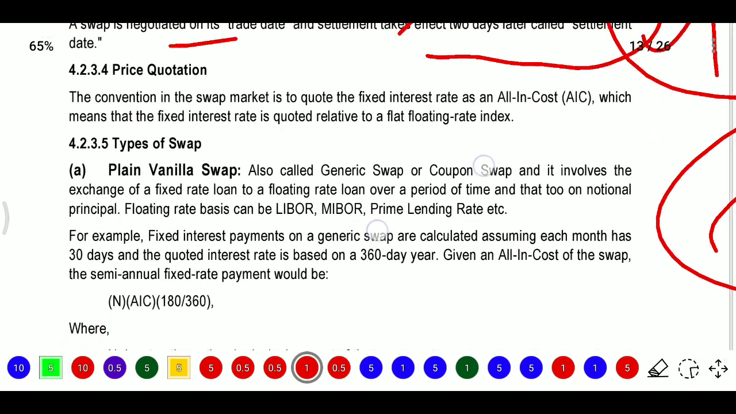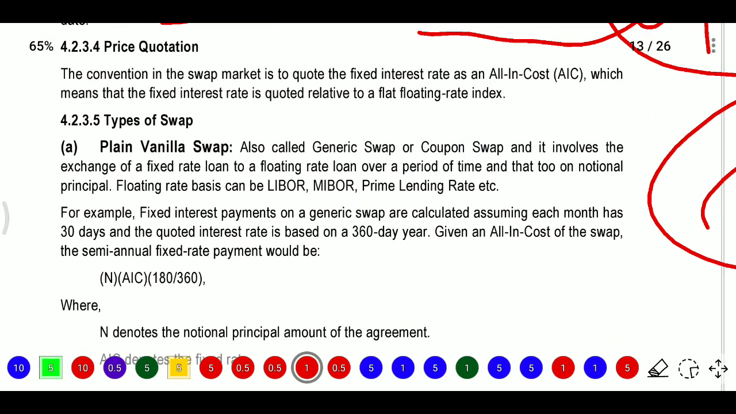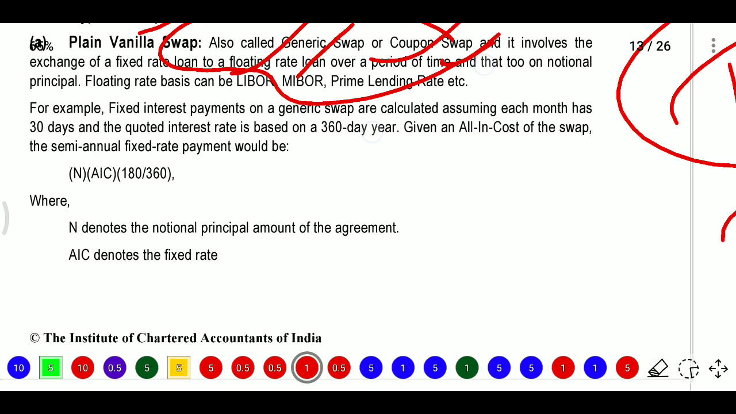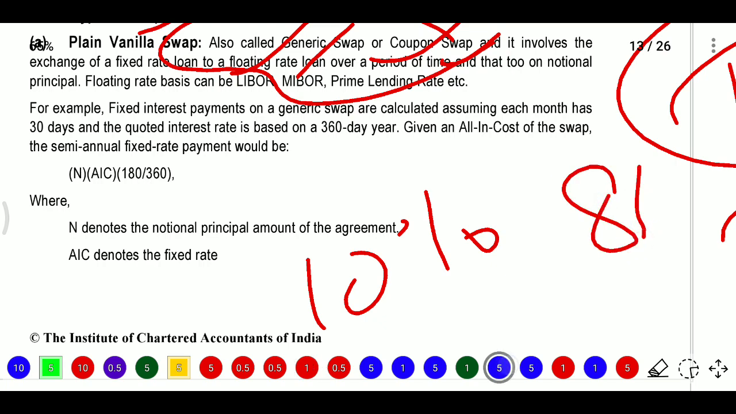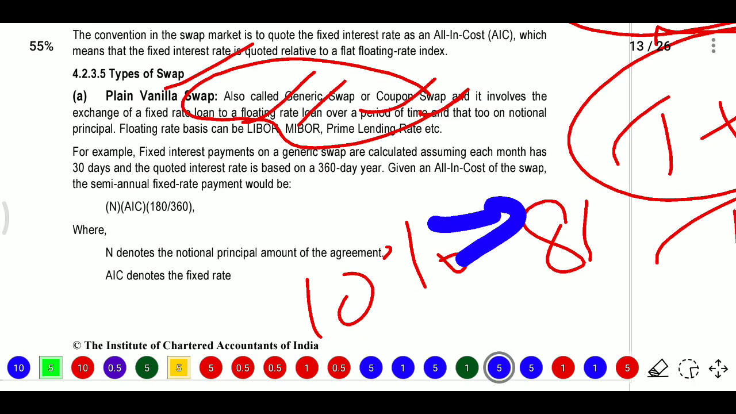Next, what are the types of swaps? In types of swaps we have different swaps. One is the plain vanilla swap. The plain vanilla swap is also called a generic swap or coupon swap, and it involves the exchange of a fixed rate loan for a floating rate loan over a period of time, on a notional principal, where the floating rate basis can be LIBOR or MIBOR, prime lending rates, or different rates. So we entered at 10%, but LIBOR is giving 8%, so we need to exchange this. This is the case of the plain vanilla swap.